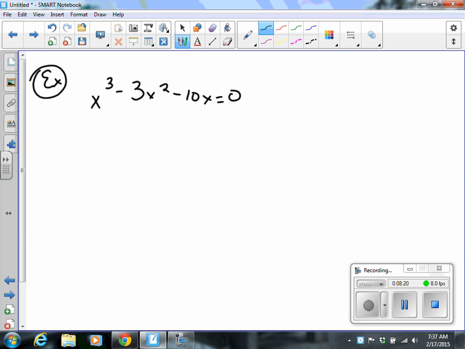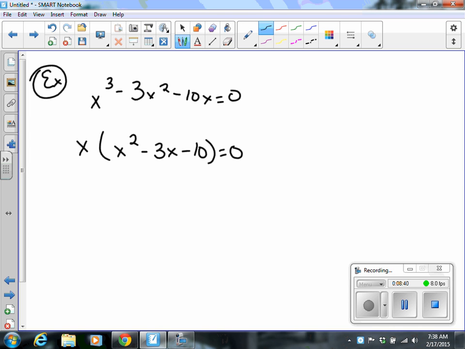Okay, because this is an odd degree, I'm going to help you out with the first step. Notice each term has an x. I'm going to pull that x out and then have x squared minus 3x minus 10 equals 0. So from here, you guys should be able to figure it out on your own. So good luck.